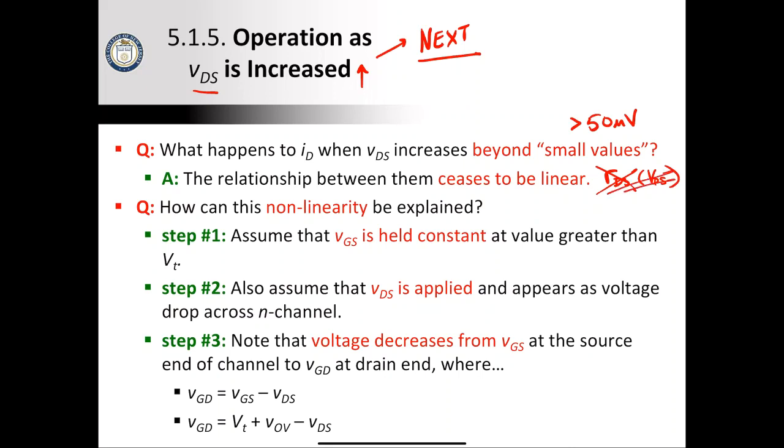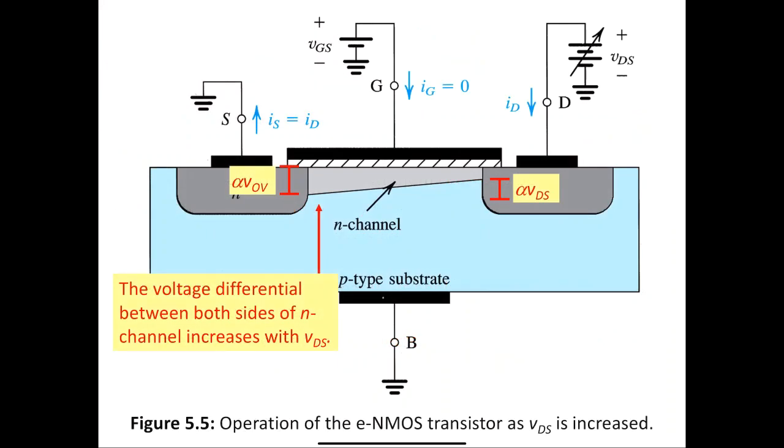So how can this nonlinearity be explained? What we're going to do for the time being is assume that VGS is held constant, because it's going to make it more difficult to look at the effect of variation in two variables as opposed to one. So let's just focus on one variable. And we're going to assume that the VDS applied appears as a voltage across the N channel. This is not really an assumption. This is the reality. This is the way it works. And so note that the voltage decreases from VGS at the source end of the channel to VGD at the drain end. Anyway, these equations are best explained by the picture on the next slide, which I think is where we left off last time.